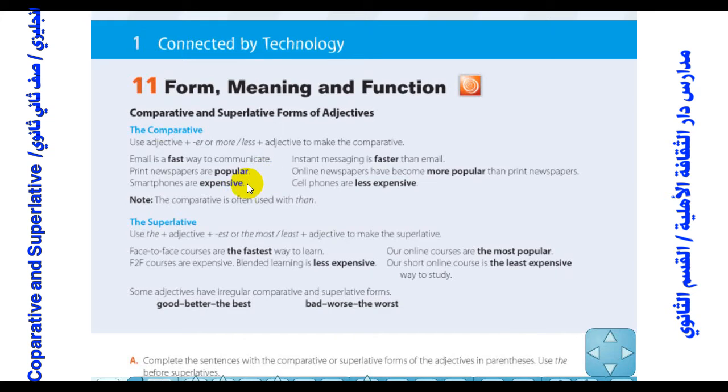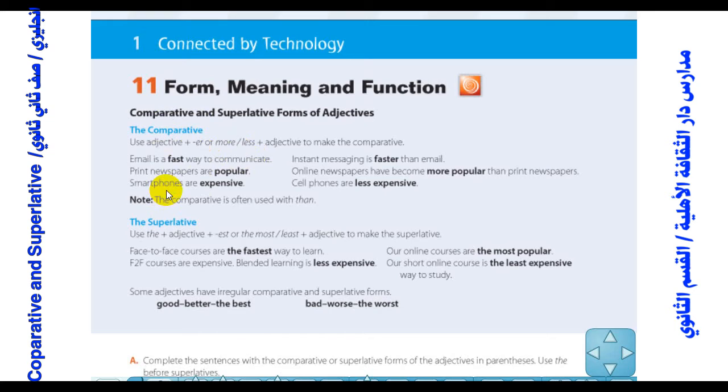Okay, now let's have a look at the comparative here in our box. The comparative uses adjective plus er or more or less plus adjective to make the comparatives. Okay, we have a second point to talk about with this subject, the comparative. We form the comparative of the long adjectives by putting more or less before the long adjectives.